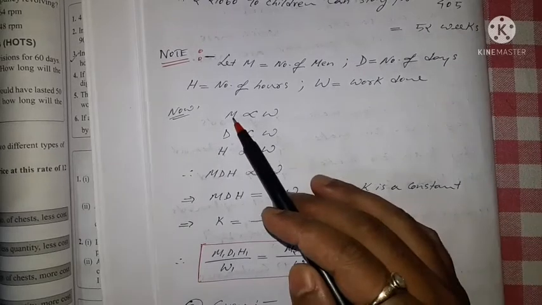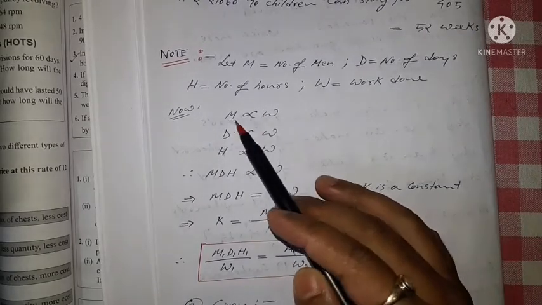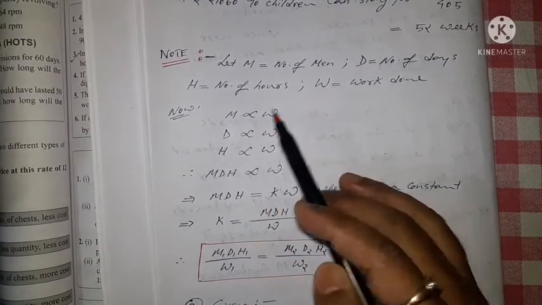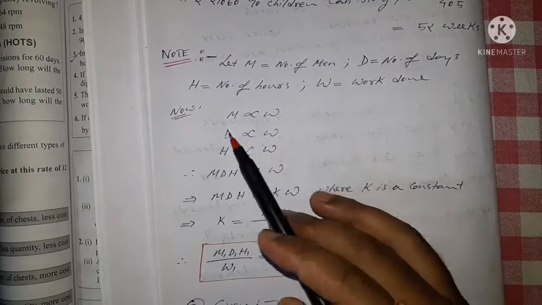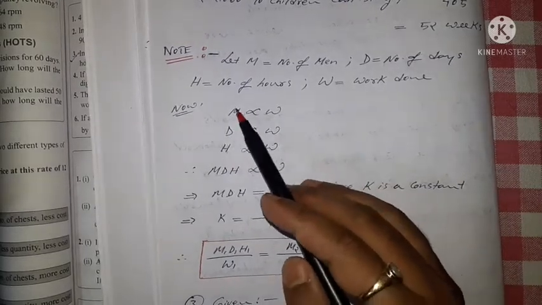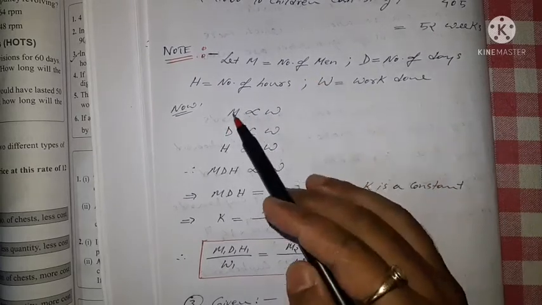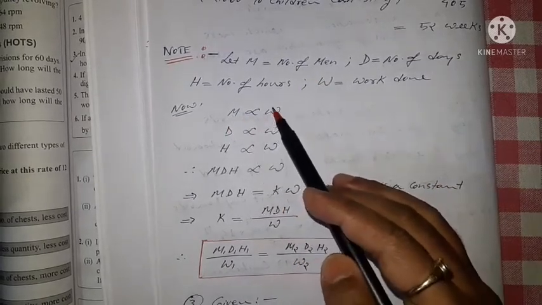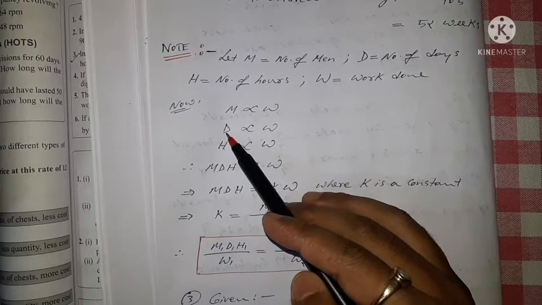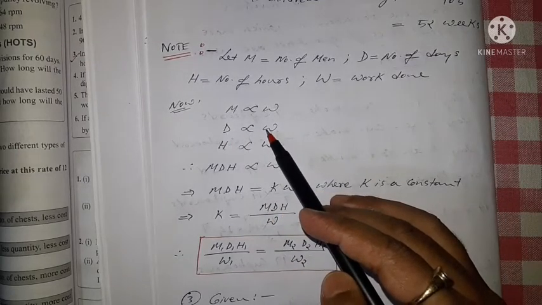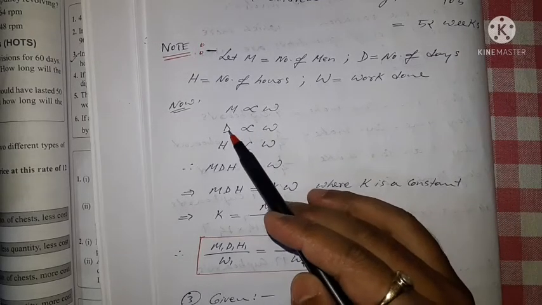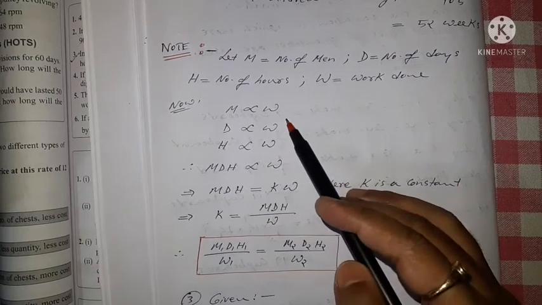Then we know that the number of men and the work done are directly proportional, or they are in direct variation. So if the number of men increases, the amount of work will also increase. If the number of men decreases, the amount of work will also decrease. Similarly, the number of days is also proportional to work. So if the number of days increases, the amount of work done will be more.